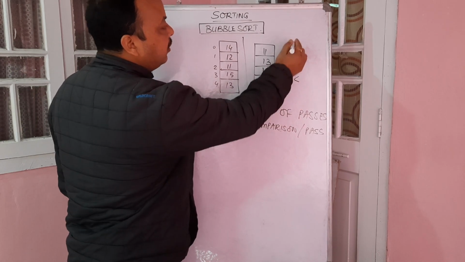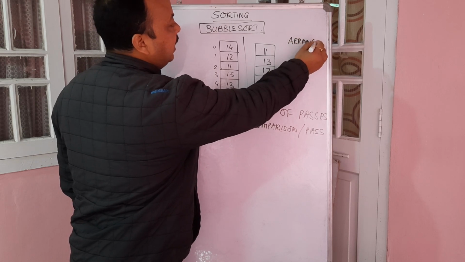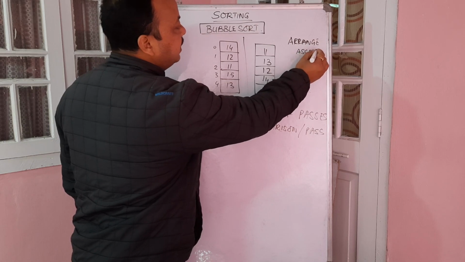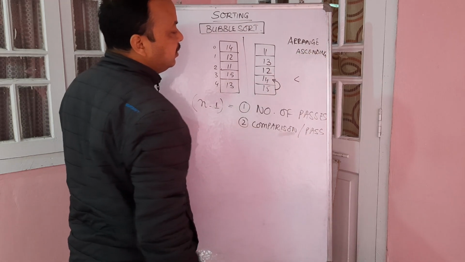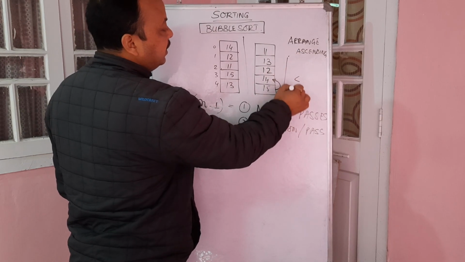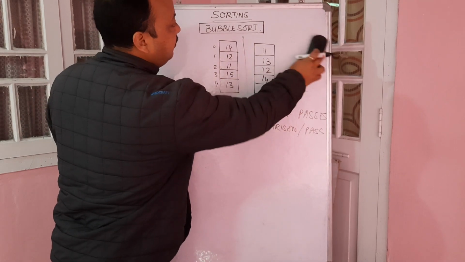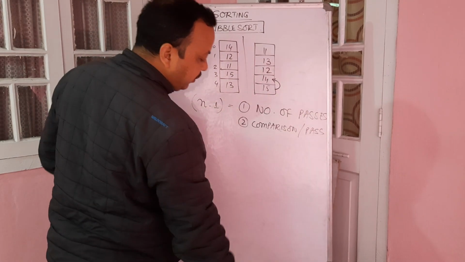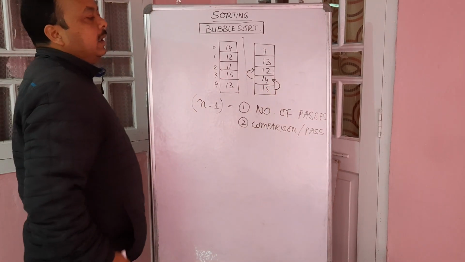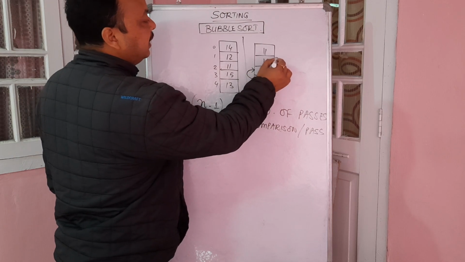Why is it less than? Because we want to arrange the elements of the array in ascending order. Ascending means smaller numbers on top and bigger numbers at the bottom. So this is how it should appear. So is 15 smaller than 14? No, absolutely not. The second comparison is 14 with 12. Is 14 smaller than 12? No. Is 12 smaller than 13?